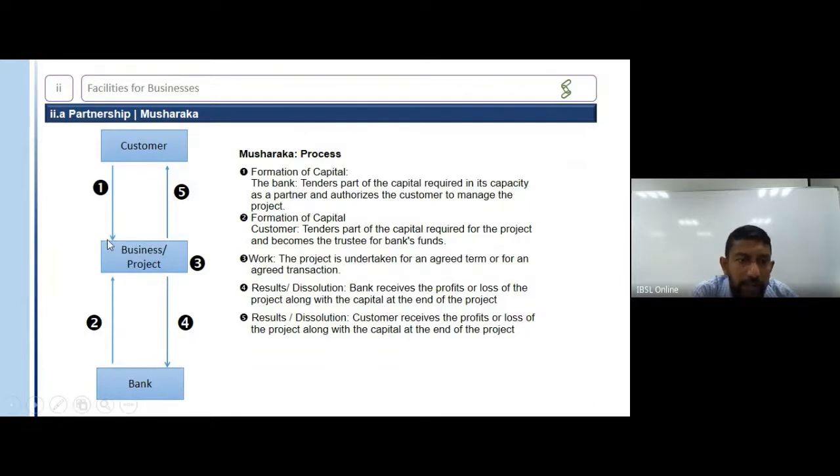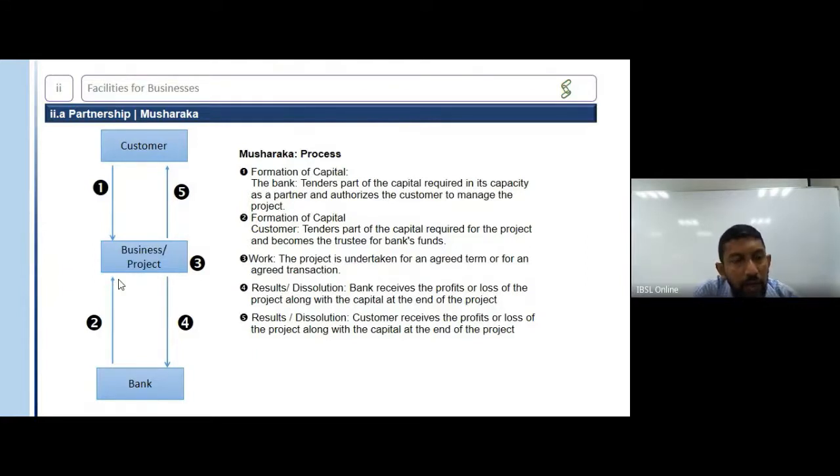Then the transaction happens. Let's say 200,000 rupees. The customer bought 1,000 kilos of tea at 200 rupees a kilogram, and then he sells that tea at, let's say, 300 rupees a kilogram.